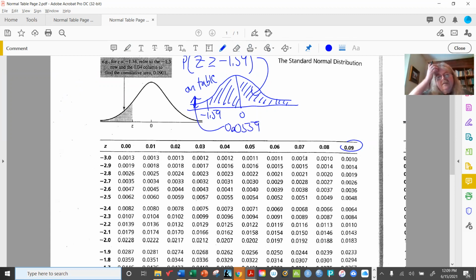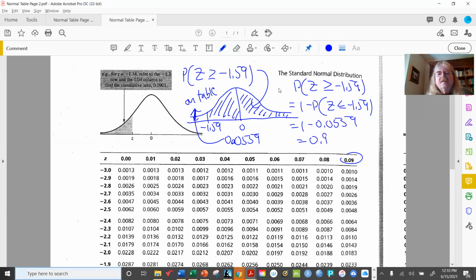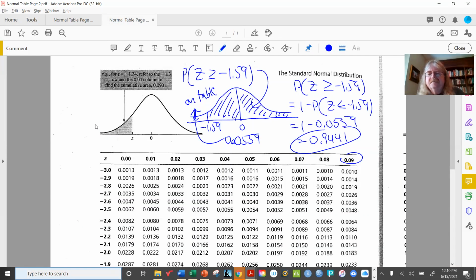So the rest of it must be, so we write it like this. Okay, 1 minus 0.0559 is 0.9441. Let me just double check. Yes, 0.9441.